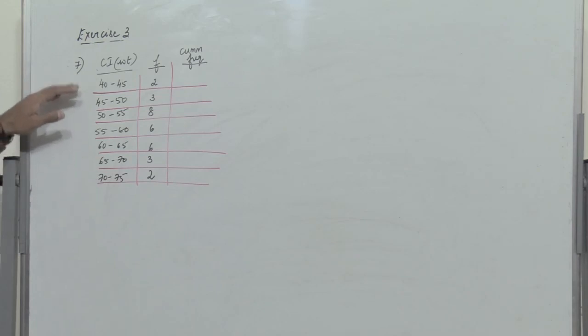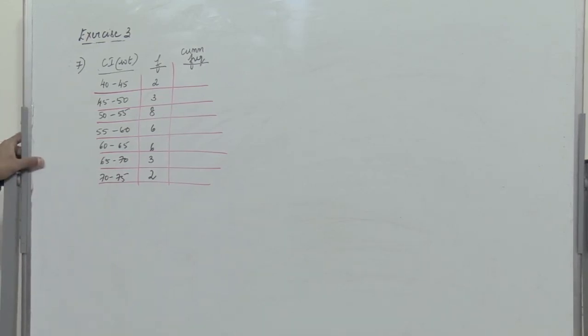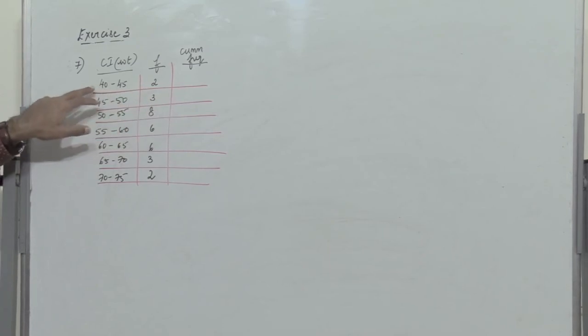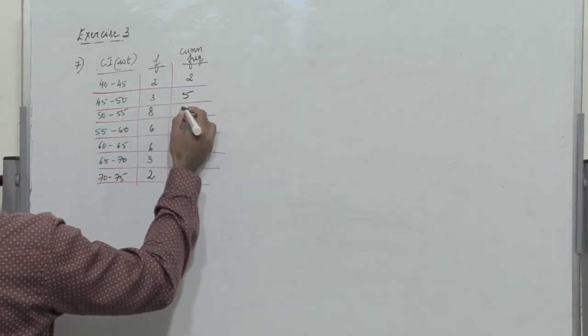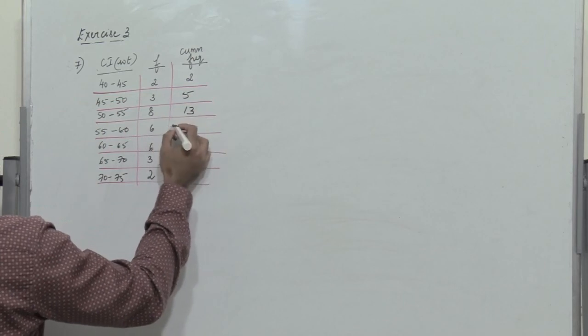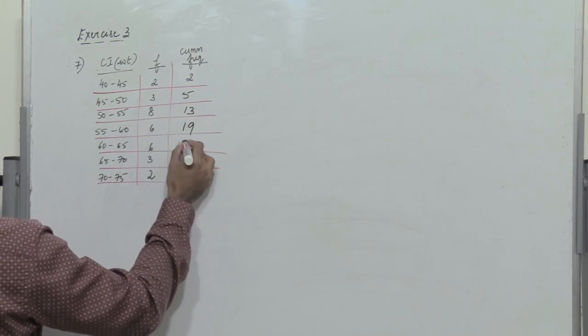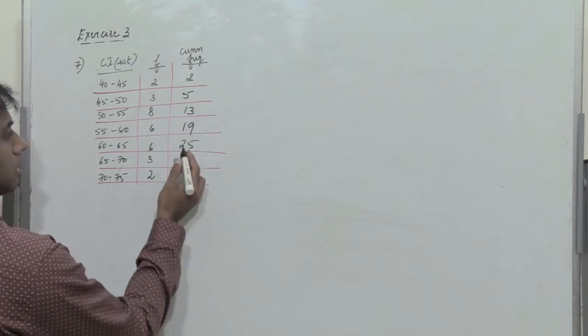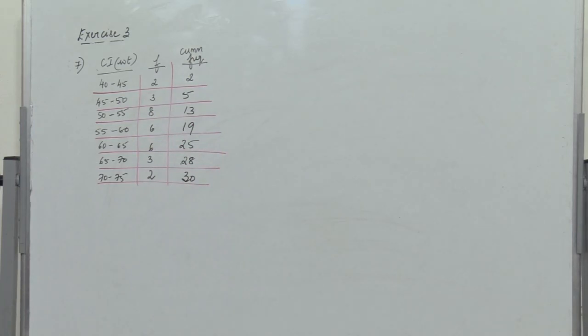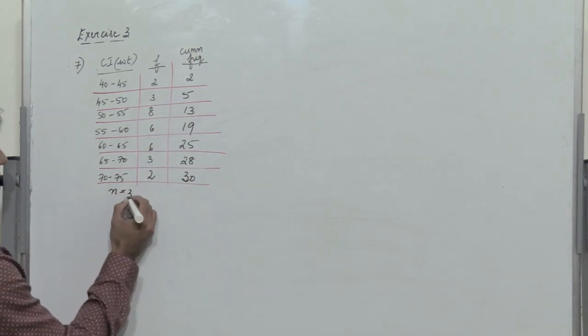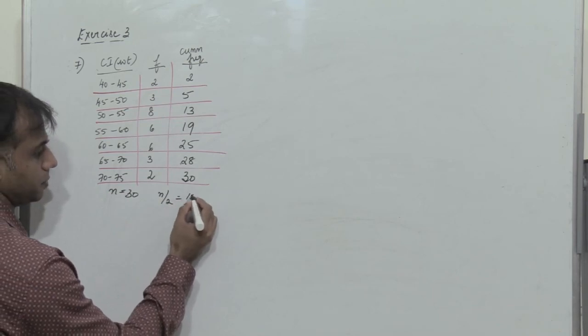In the last problem, we have the weights of 30 students given here. 2 students have a weight in the range of 40 to 45, 3 students have their body weight in the range of 45 to 50 and so on. Now let's find the cumulative frequency. I have 2, 2 plus 3 is 5, 5 plus 8 gives me 13, 13 plus 6 gives me 19, 19 plus 6 is 25, 25 plus 3 is 28, and then you have 30. So the total number of students is 30, so n is 30 and n by 2 is 15.